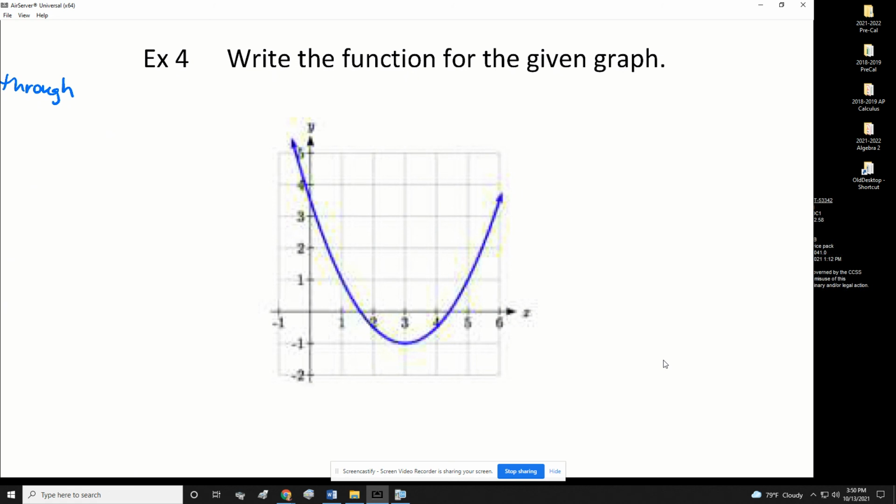Okay. All right, and this one doesn't look super great, but we're going to write the function for this graph. And so I can look at it and immediately tell my vertex is the point 3, negative 1. And I can tell it passes through a couple of points. It passes through 1, 1, and it also passes through 5, 1. But looking at it, I can't see any other points, so it might be slightly easier to use 1, 1 over 5, 1.